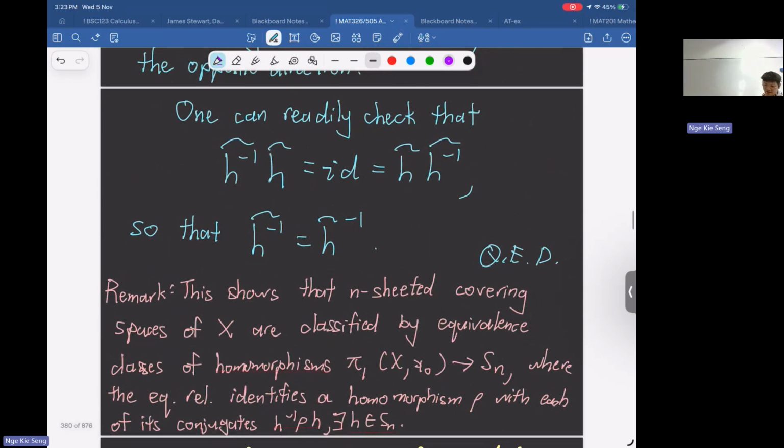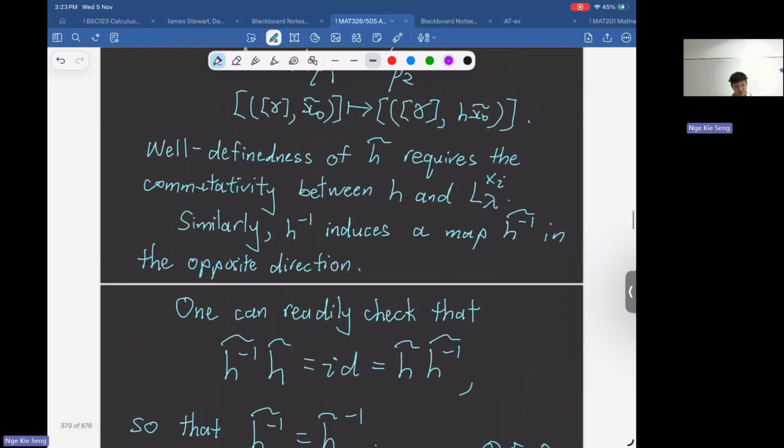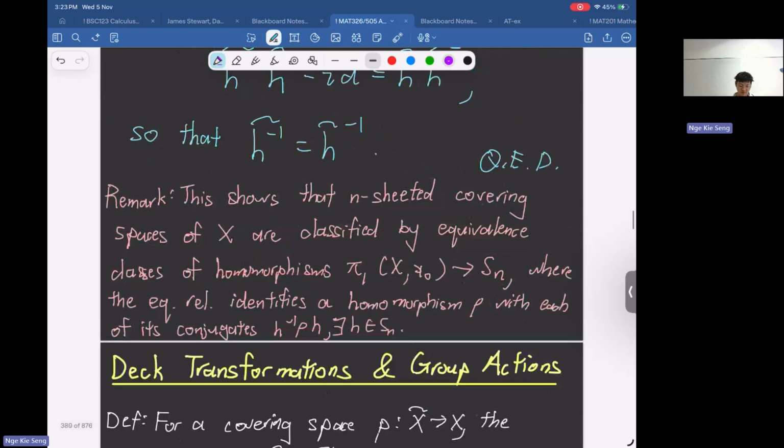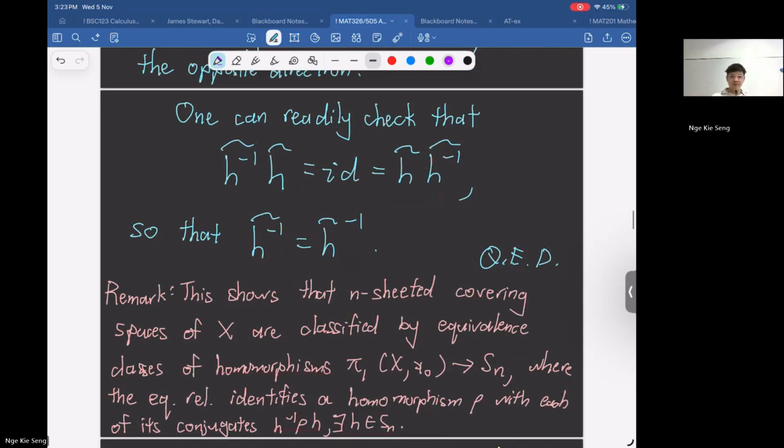Okay, so all together we have shown that, for example, the n-sheeted covering spaces are classified by the equivalence classes of homomorphisms from pi 1 of x naught into S_n. Okay, so equivalence class here just differs by a conjugation. Okay, so this is for this part here.